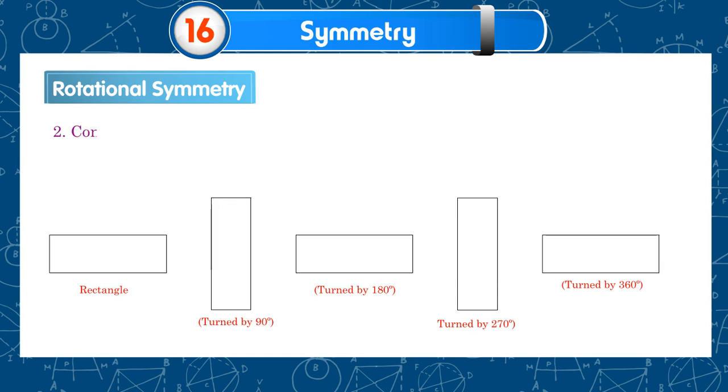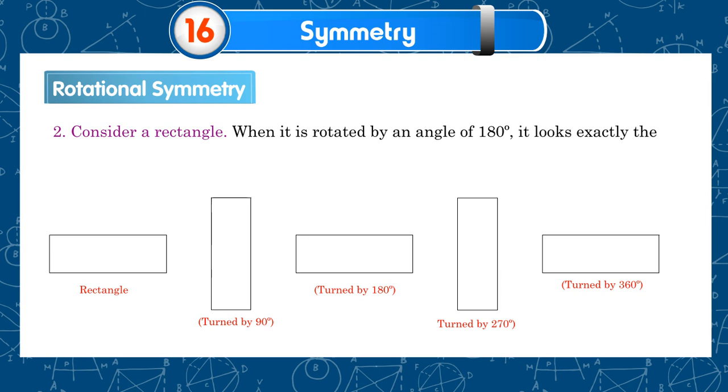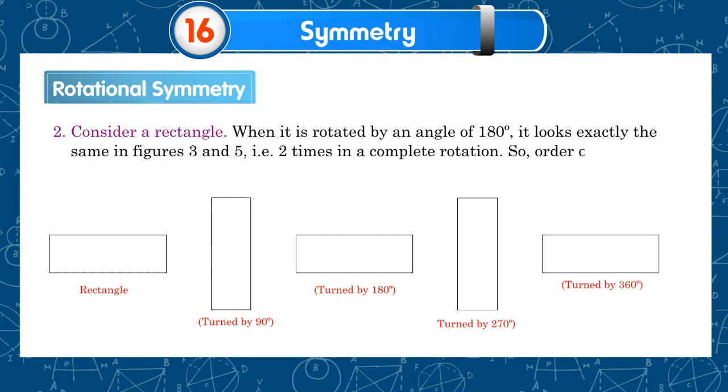Consider a rectangle. When it is rotated by an angle of 180 degrees, it looks exactly the same in figures 3 and 5. That is 2 times in a complete rotation. So, the order of rotational symmetry of a rectangle is 2.